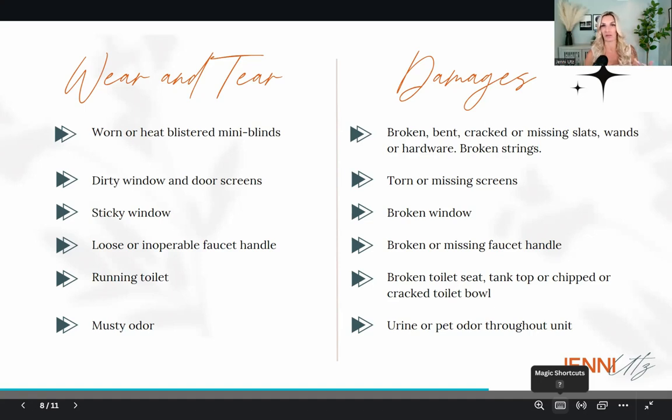So you want to let it run maybe for a 24-hour period, depending on how strong the smell is. Go back in, turn it off, open up the windows, let it air out, and then you can go back in and do what you need to do. But you'll end up with a pretty bad headache if you decide to stay in there. But urine and pet odor throughout the unit is definitely considered damage.